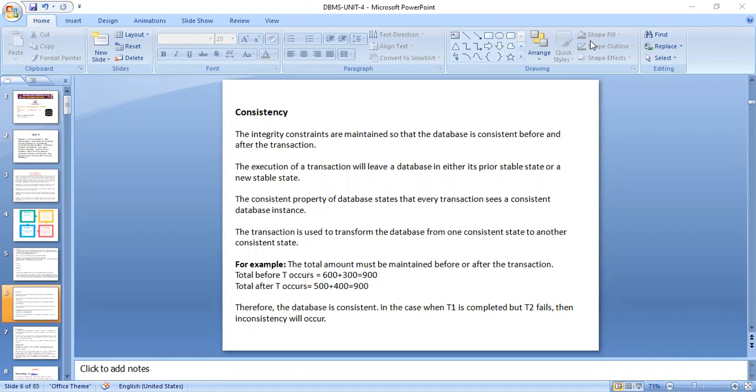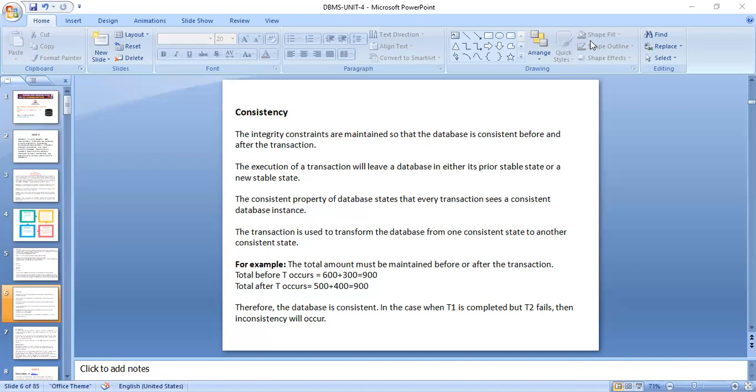The execution of the transaction will leave the database in either its prior stable state or a new stable state. So the execution of the transaction will make the database be in the before state or the new state.